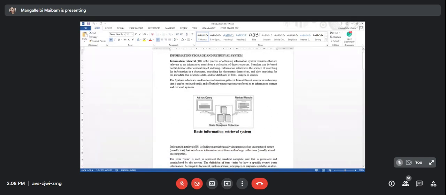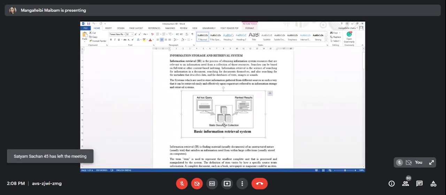In this diagram, you can see a query is given. You have a large document collection here. From this document collection, if I want to search for my information, I will provide a query. According to the query, your results will be retrieved. That is the basic information retrieval system.